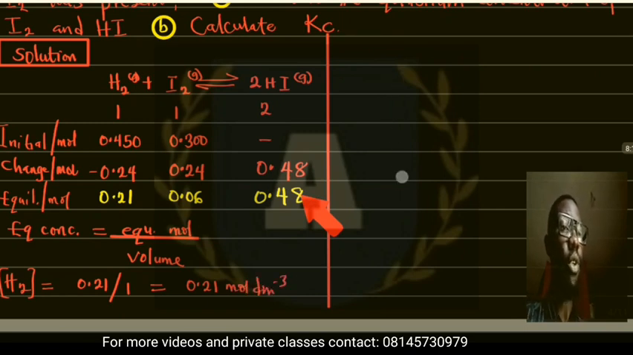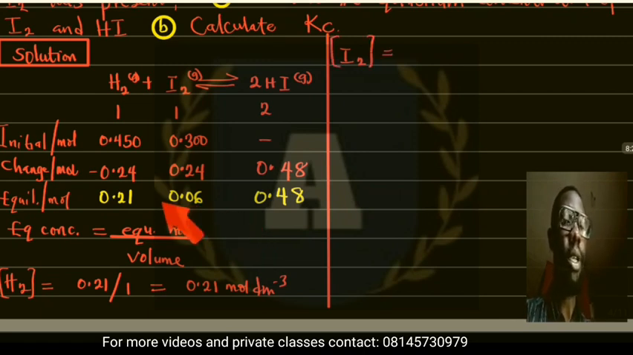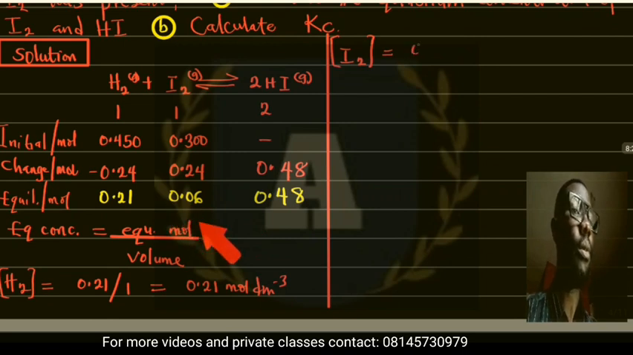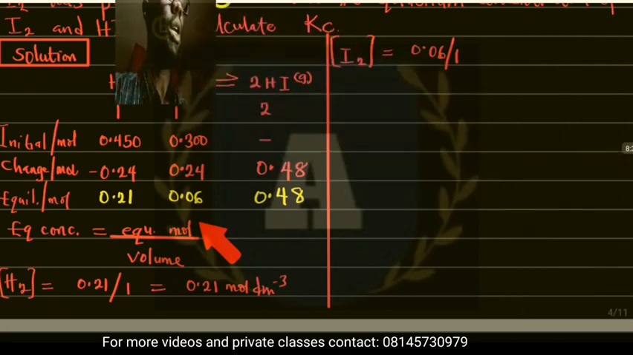Now we do a similar thing for iodine. The equilibrium concentration for iodine will be the equilibrium mole, 0.06, divided by 1, and that is also going to be 0.06 mole per dm cube.